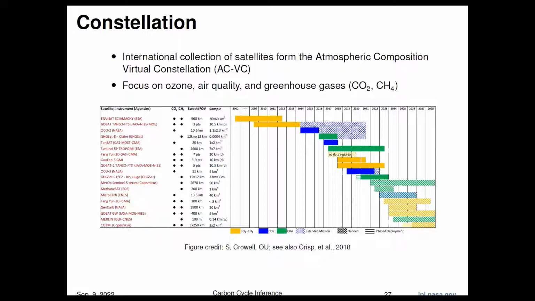And there are a few upcoming missions being planned that will continue to monitor greenhouse gases from space. The challenge for carbon cycle science is to integrate these different satellite data products to get the best understanding of the carbon cycle possible.